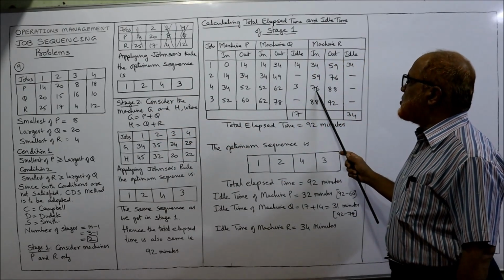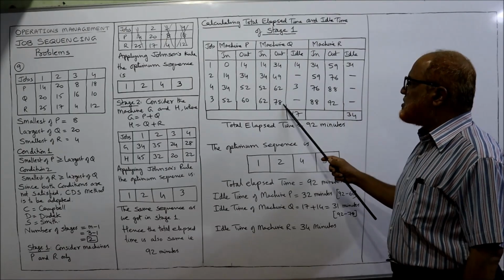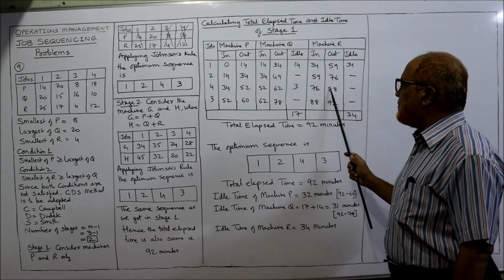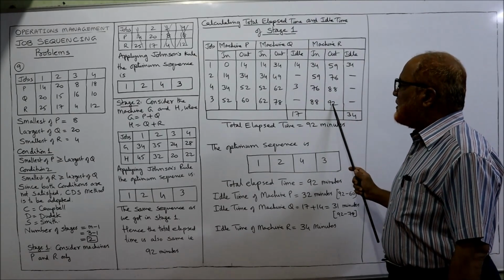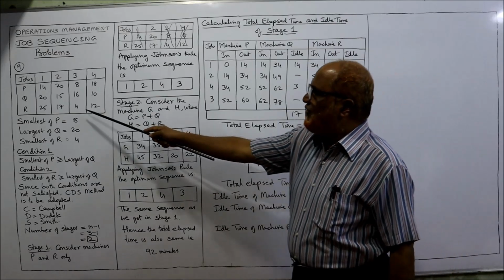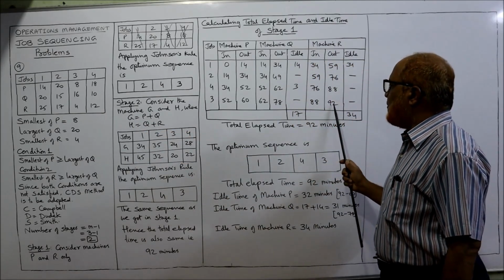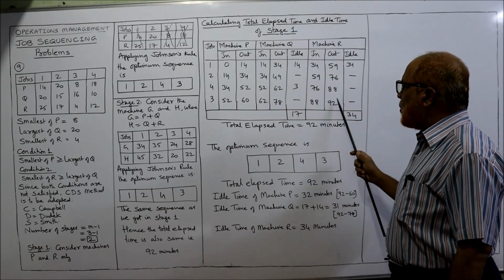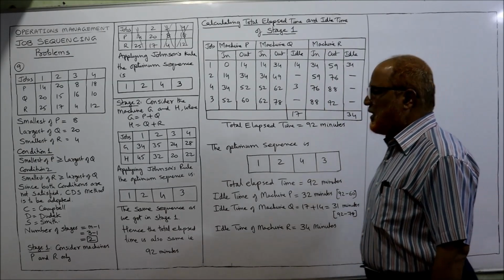Now add up 76 plus 12, 88. 88 or 78, whichever is higher. 88 is higher. No idle time. Then third job, R machine, 4. So 88 plus 4, 92. The total idle time is 34. Total elapsed time is 92 minutes.